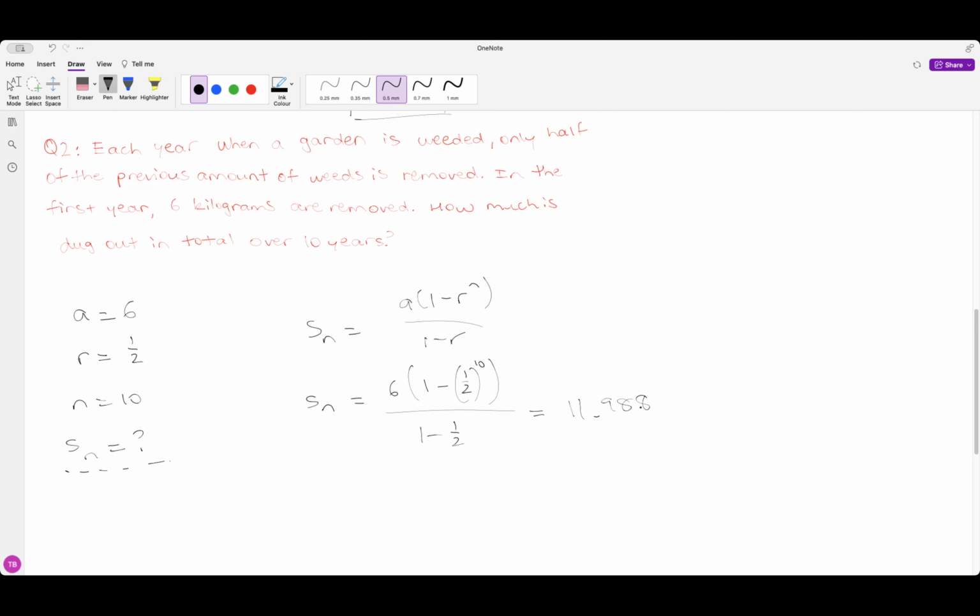So in an exam question, they might ask you to round this. Generally, I would probably round this to 12 kilograms to the nearest kilogram, depending on what they ask. And remember also that because this is a practical question, we're talking about kilograms or something, we need to answer in kilograms. So just writing an answer as 12 would not be good enough to answer the question.